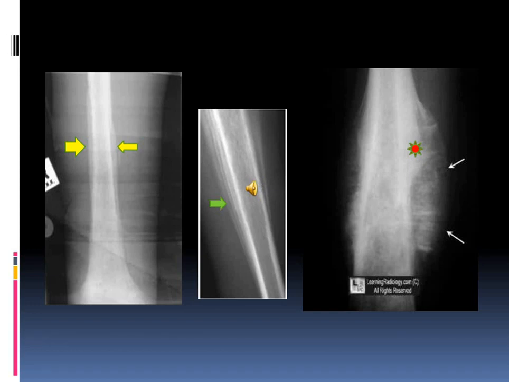Also, what we can see in this film is the red spot, which represents the Codman triangle. This is a shape of triangular density seen sometimes in aggressive tumors in association with the bony spiculation. So this represents a very aggressive tumor that is showing the Codman triangle and the sunray spiculation, which is more going to be seen in osteosarcoma.